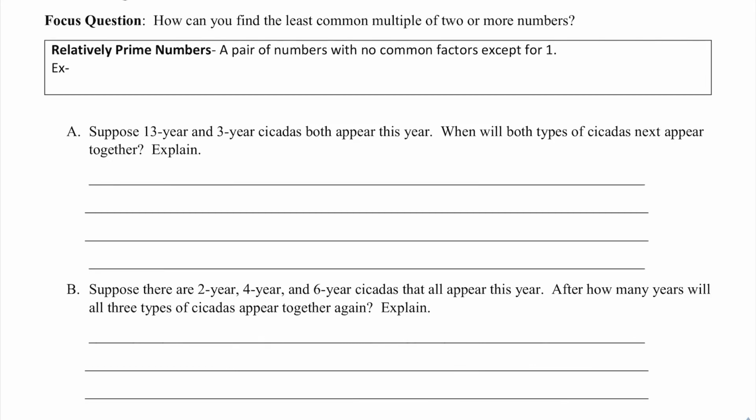Our focus question says, how can you find the least common multiple of 2 or more numbers? We have one vocab word today, and they're called relatively prime numbers. This is a pair of numbers with no common factors except for the number 1.